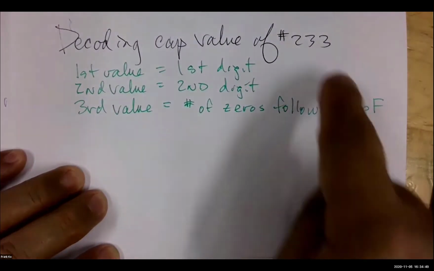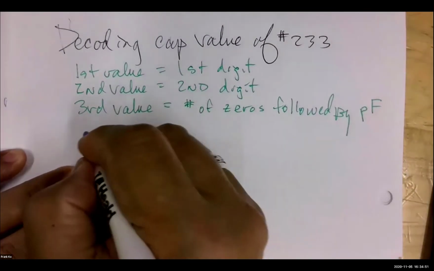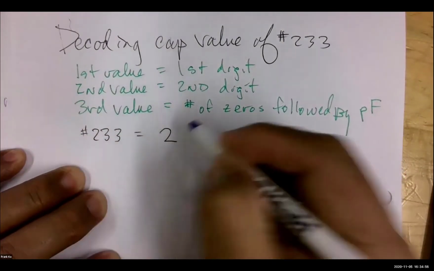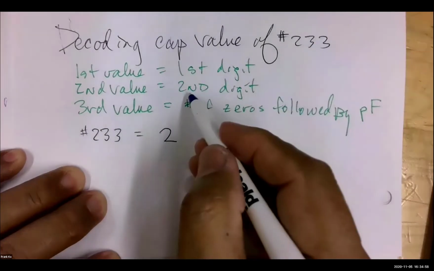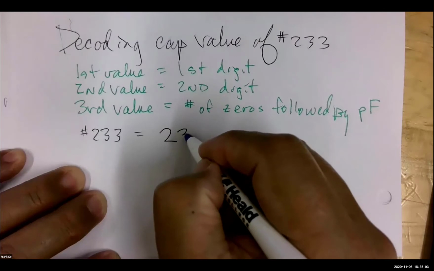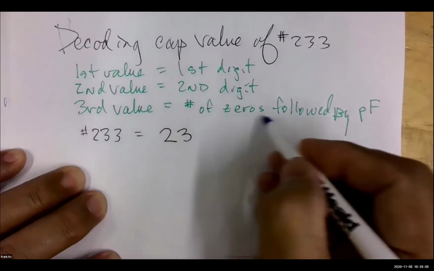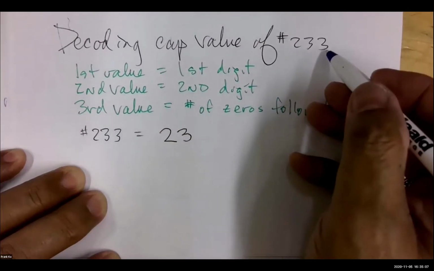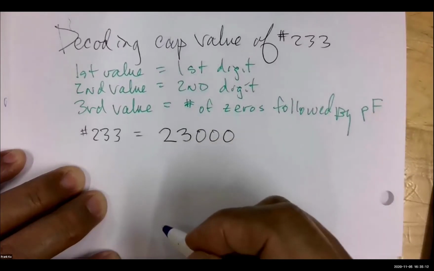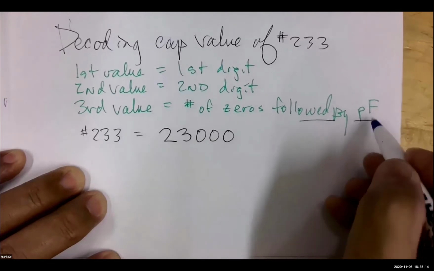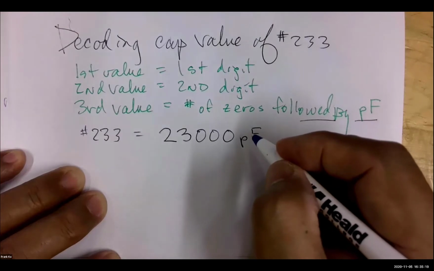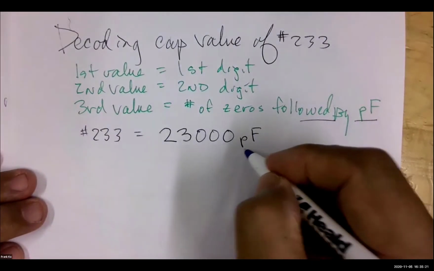Now, we have to decode this guy. My first value is a 2, so I'm going to write down, so the number 233 is equal to a 2. My second value is my second digit, which is a 3. My third value is number of zeros, so how many zeros am I going to write down? 3 zeros. 1, 2, 3. And then I have to follow it with picofarads. Not milliamps, not microvolts, not kilo ohms, but picofarads.